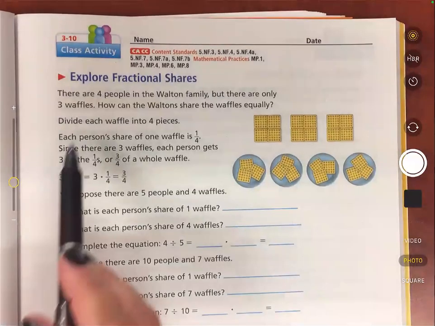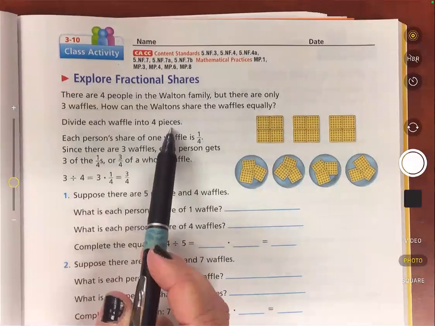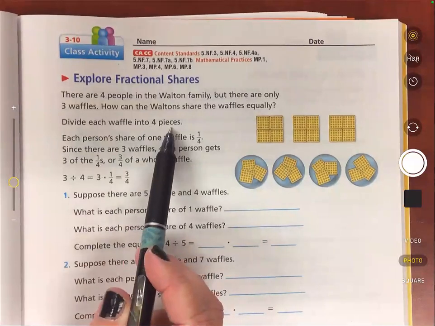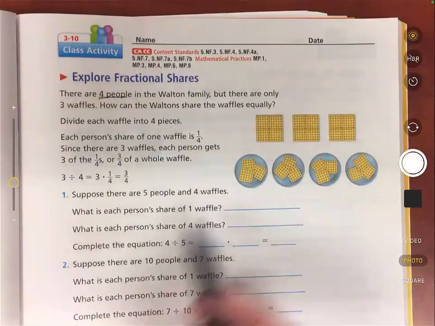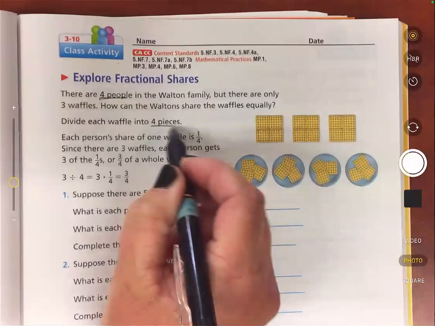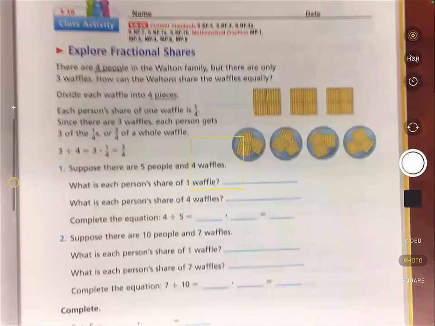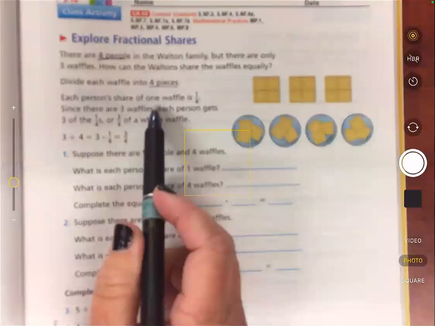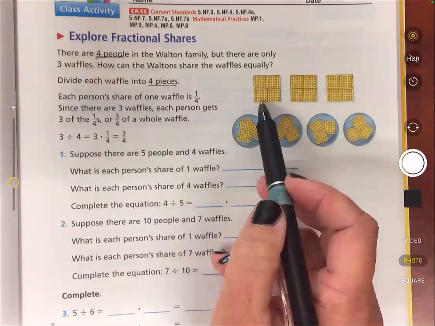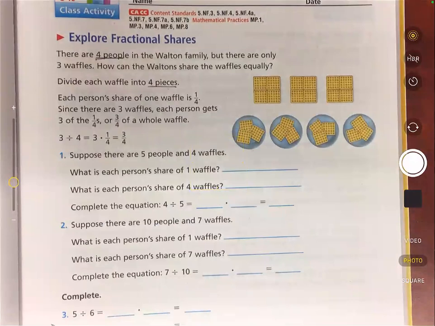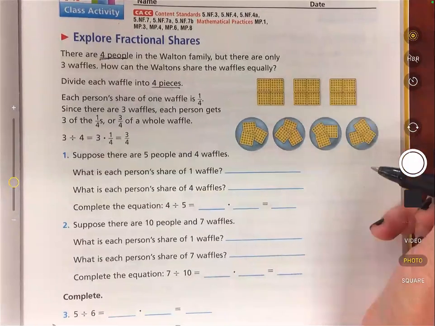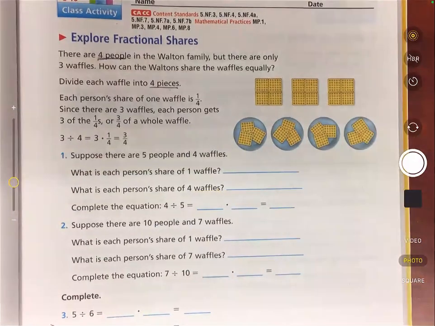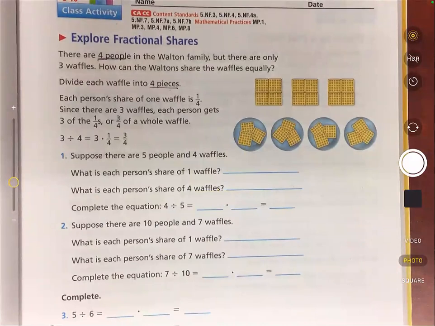So they're gonna divide each of the waffles into 4 pieces. Why are they dividing them into 4 pieces? So that everyone can get a piece. Because there's 4 people in the family, right? There's 4 people in the family, so they're gonna divide each waffle into 4 pieces. And therefore, each person gets 1/4 of each waffle. So my share of this waffle would be 1/4, my share of this waffle would be 1/4, and my share of this waffle would be 1/4. I get 1/4 of each waffle.